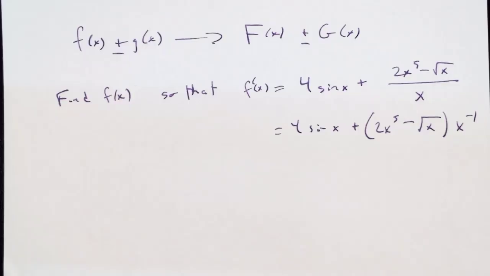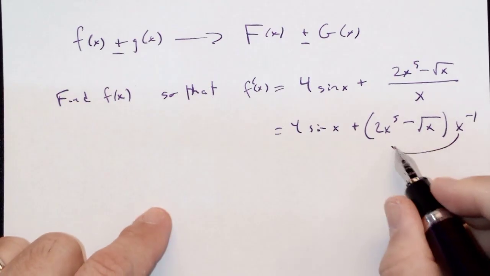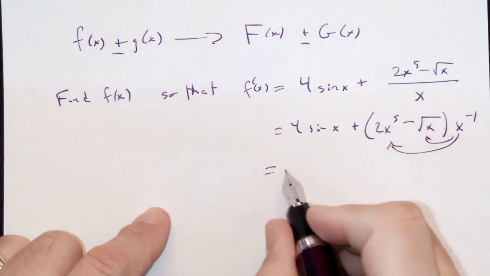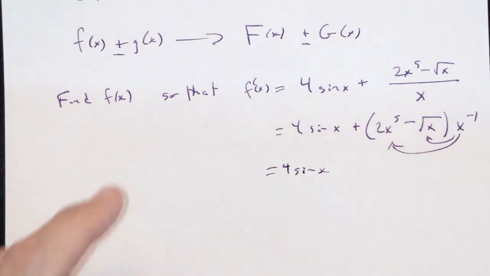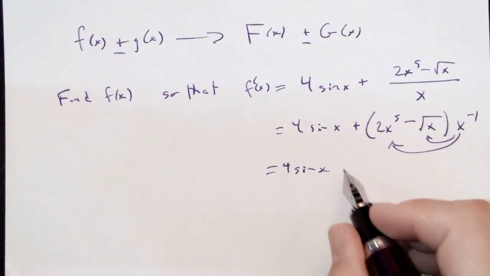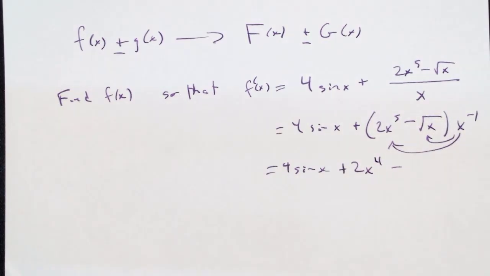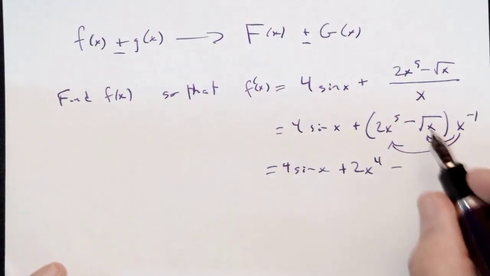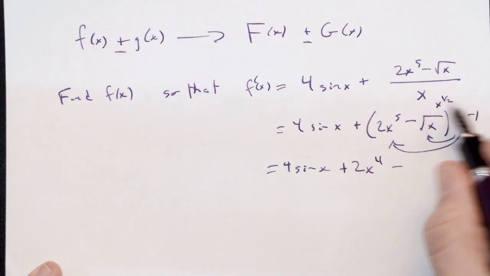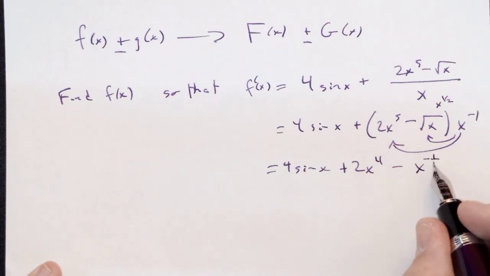Let's multiply it in. If I distribute this across this set of parentheses, well then 2x to the fifth times x to the minus 1. What do you do with the powers? You add them. What power of x is that? Fractional powers come from roots. That's x to the 1/2. So when I add those powers, I get x to the minus 1/2.